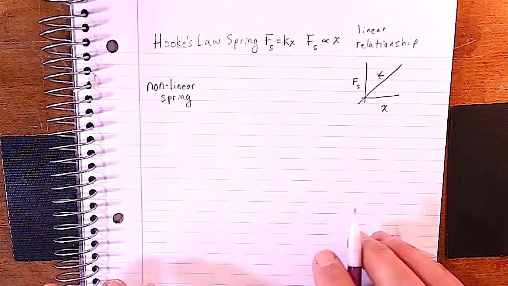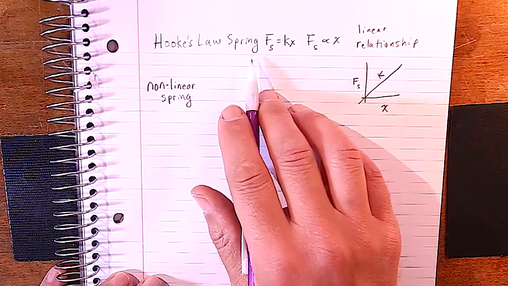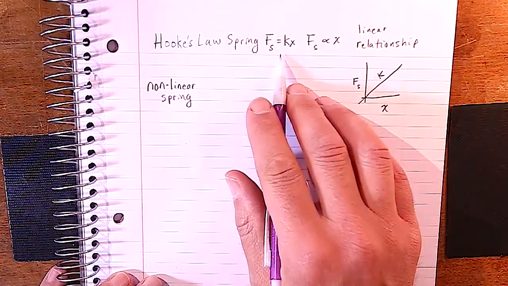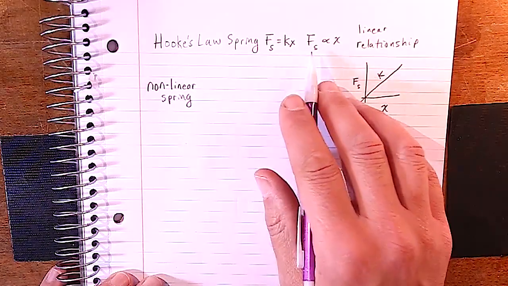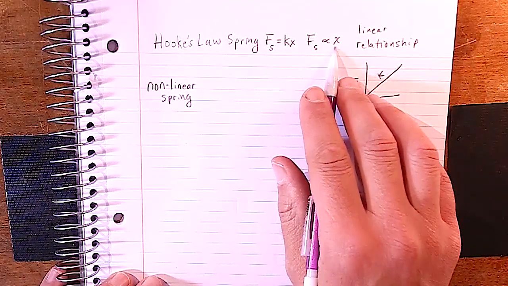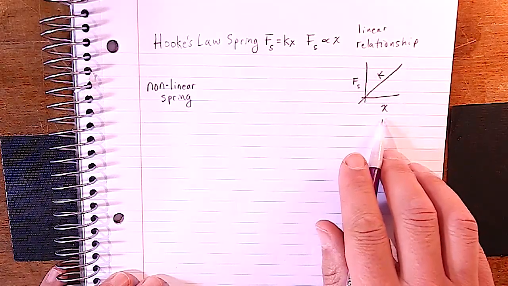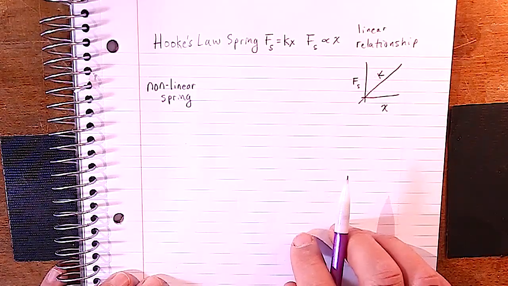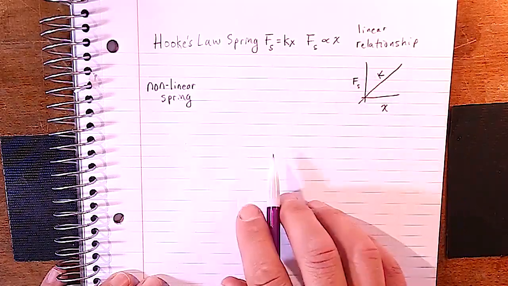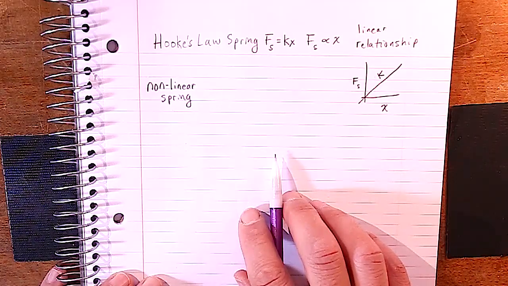So all of the springs that we have talked about up until now have been Hooke's law springs. That is, Fs is equal to some constant times x. So in these types of springs, the force of the spring is directly proportional to x. That's our linear relationship. If we were to graph Fs and x, the slope of the line would be k, and that would be a constant. But not all springs obey Hooke's law. Some springs change where the force itself is changing as x changes.